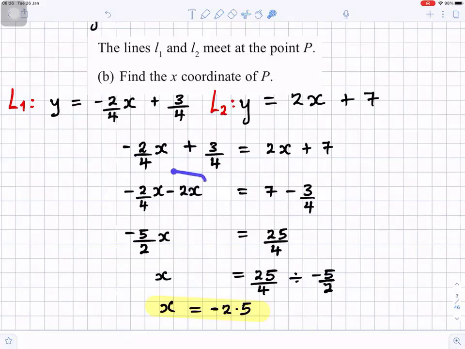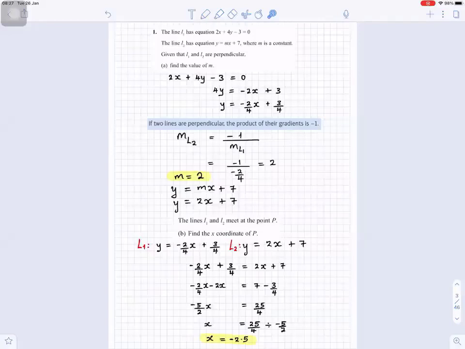So minus 2 over 4 x minus 2x gives you minus 5 over 2 x. 7 minus 3 over 4 gives you 25 over 4. Now it's 25 over 4 equals minus 5 over 2 times x. So you divide by minus 5 over 2, and x becomes minus 2.5. So that's your complete solution for question number 1: m is equal to 2 and x is equal to minus 2.5.